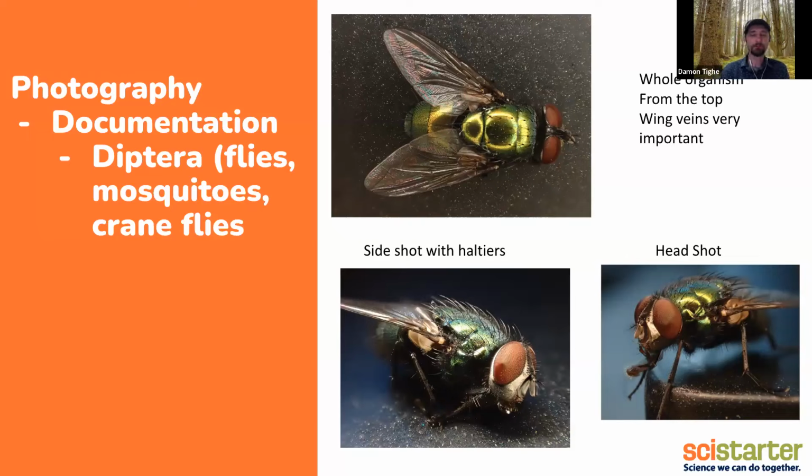If though you can get them to slow down, like it's cold in the morning, or in this case, this one was just dead. It was on my windowsill, which makes it much easier to shoot, unfortunately for it. I can get the 3 shots that are critical for most Diptera, flies, mosquitoes, crane flies, those sort of things. You want a whole organism shot from the top. And what this gives you is a couple things. It gives you what the pattern of the body looks like, how the segmentation of the body is, which can be very helpful with a lot of these Diptera.